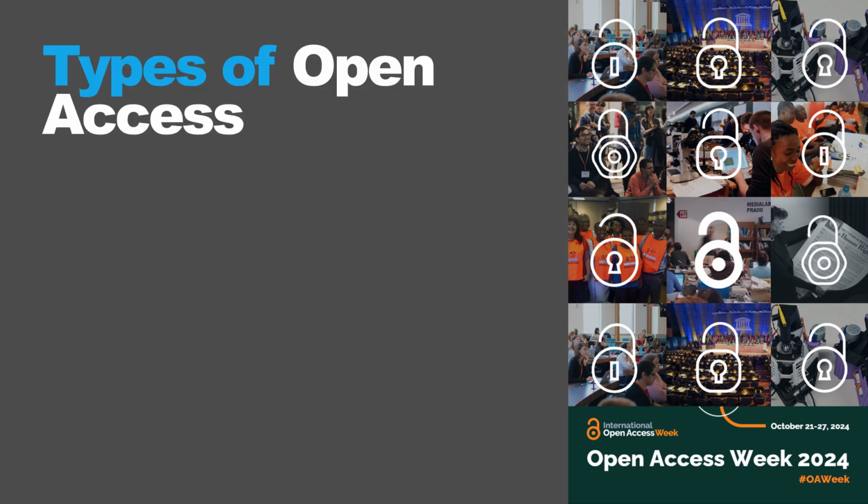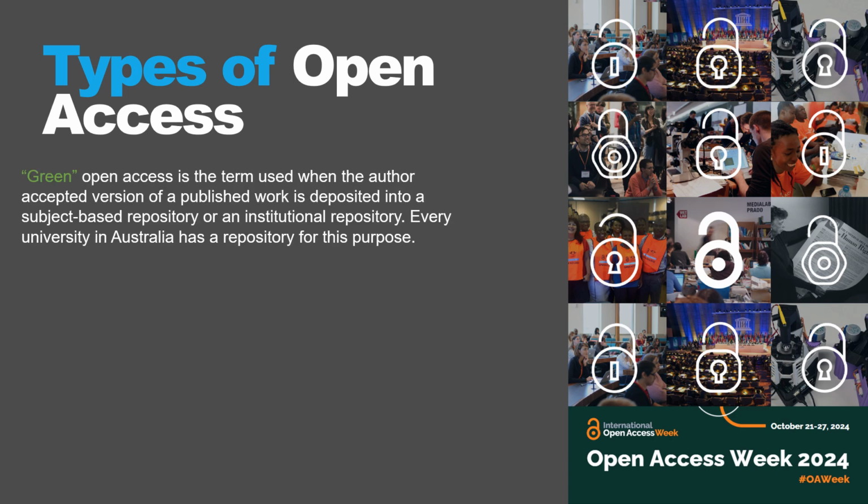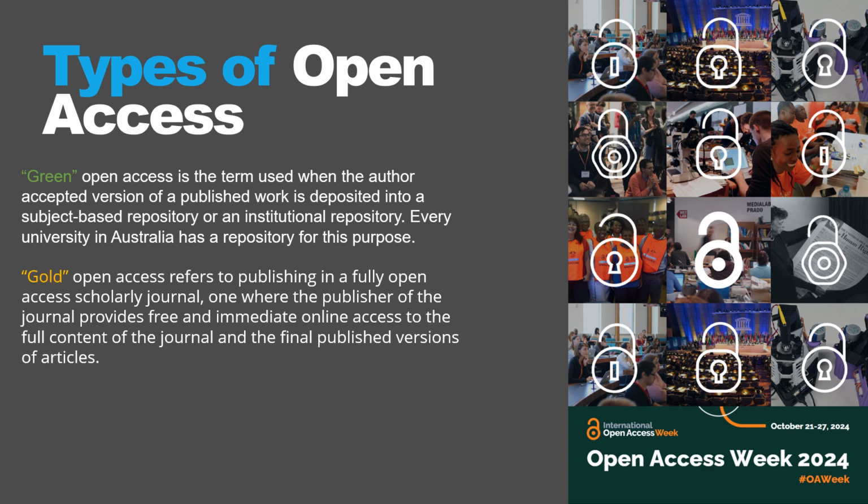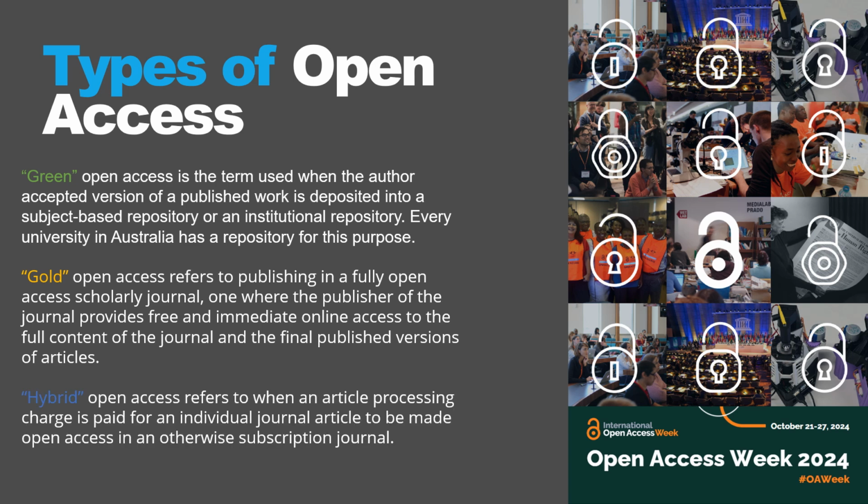There are a variety of models for open access, and different types include green open access. This term is used when an author accepted version of a manuscript is deposited into an institutional repository. Gold open access refers to publishing in fully open access journals, one where the publisher of the journal provides free, immediate online access to the full content of the journal and the final versions of articles published.